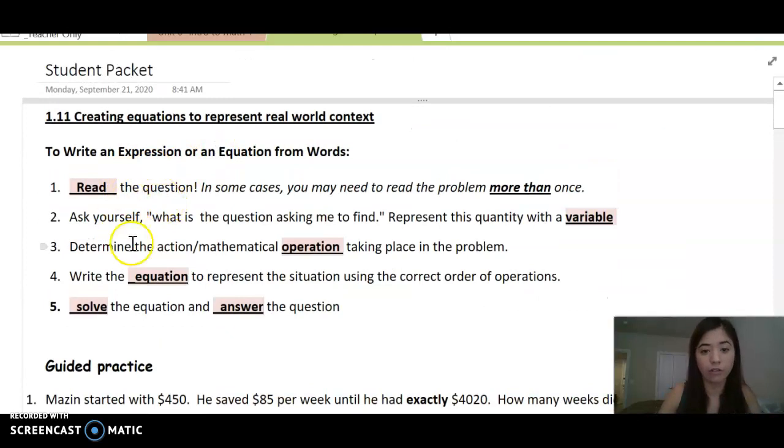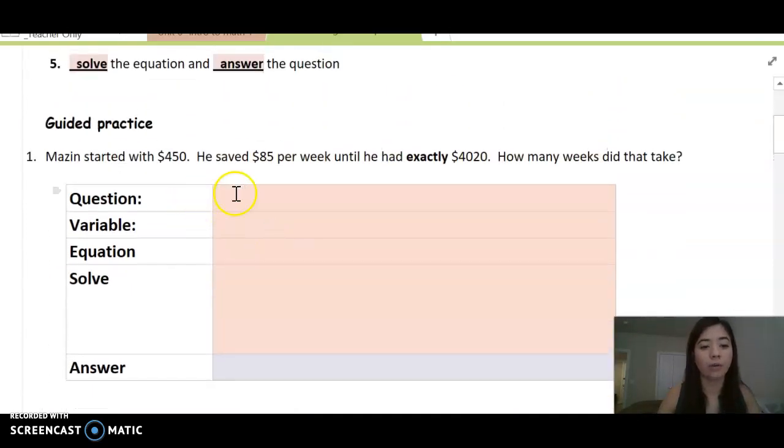So I've created these tables here to break it into each step. So the first thing was what we're going to read. Step 2 is figure out what the question is, creating the variable, creating the equation, and then solving. So here we have Mason started with $450. He saved $85 per week until he had exactly $4,020. And how many weeks did that take?